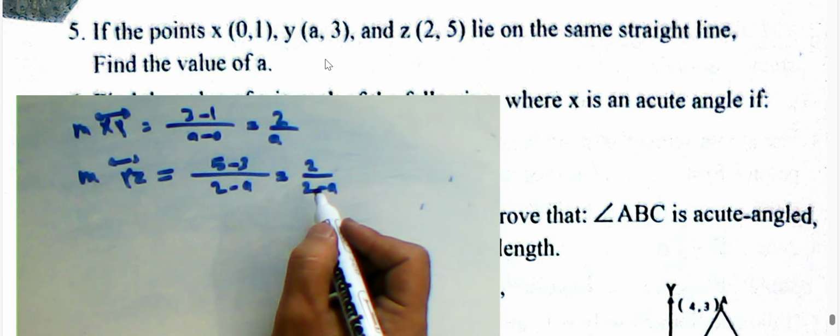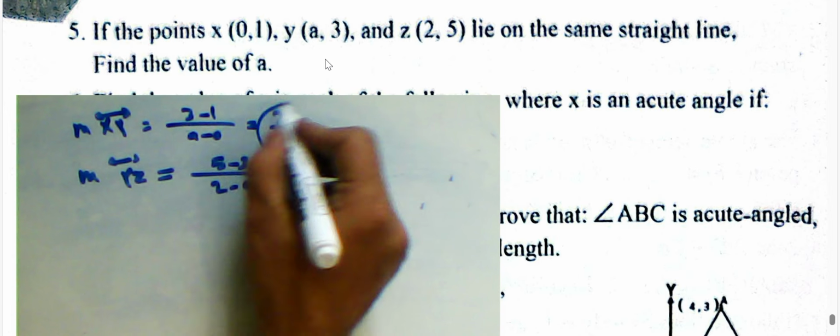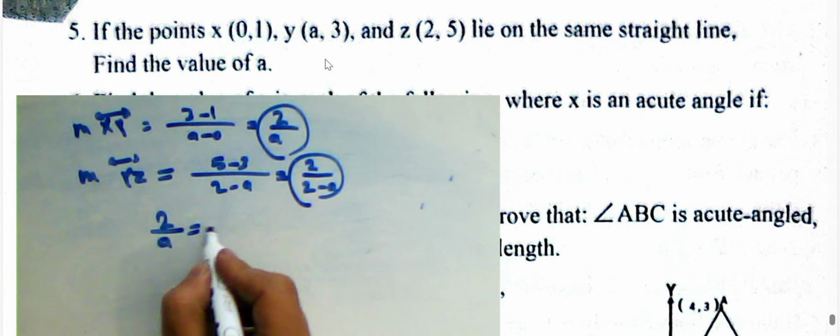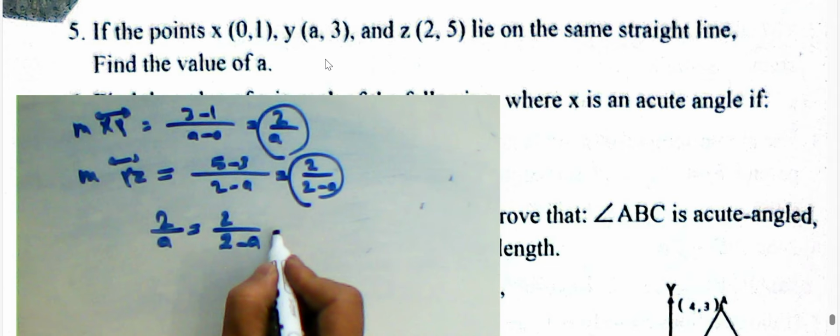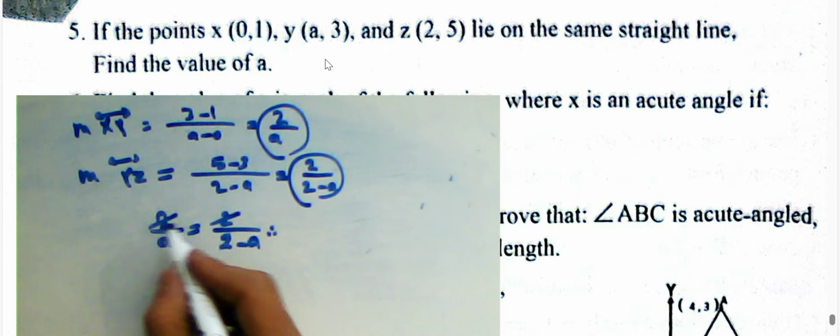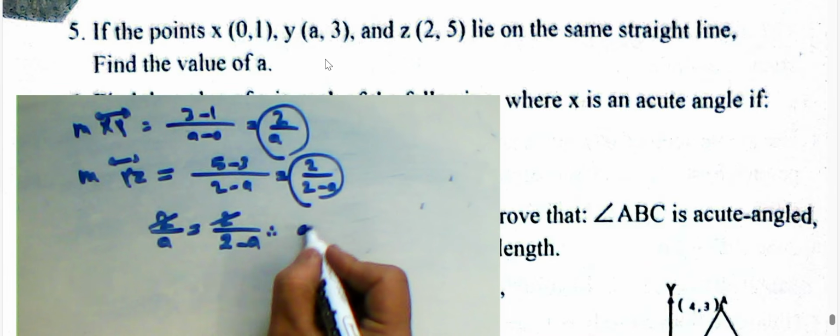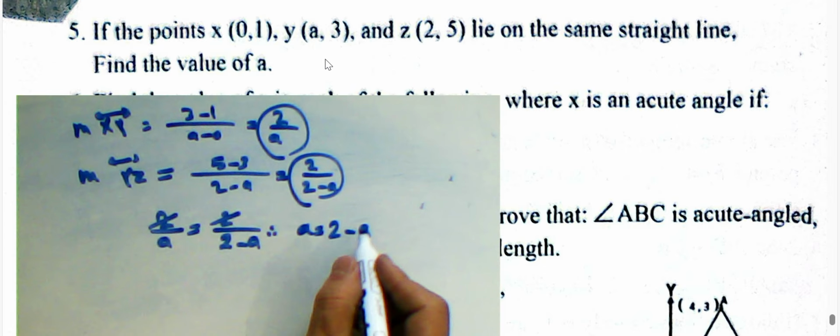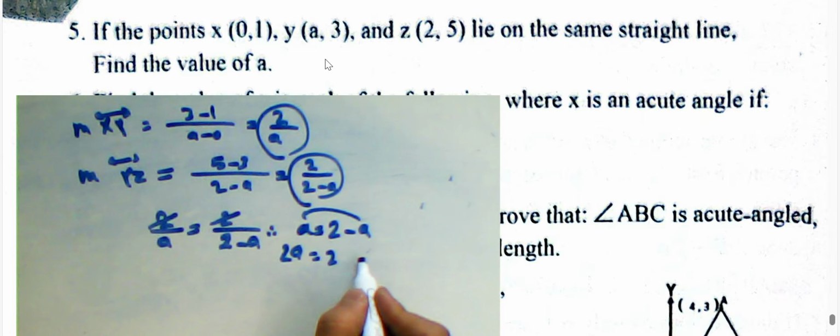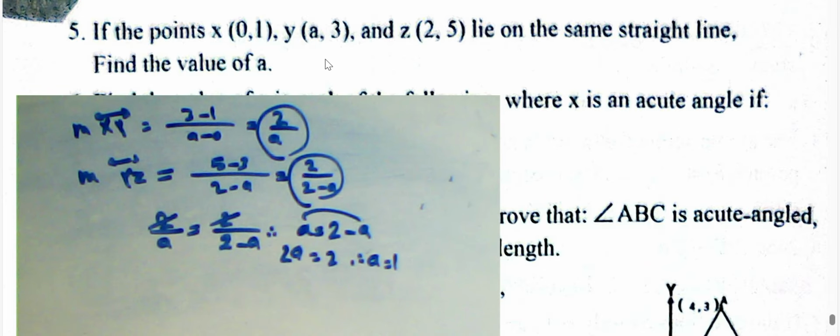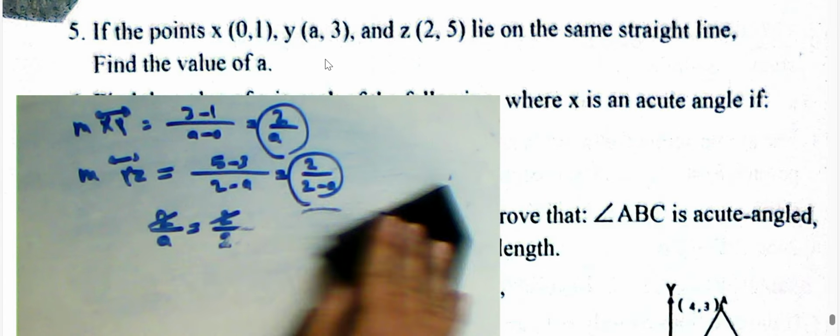Then they are equivalent. You can write slope 1 equal slope 2. Then numerator equals numerator, then the value of a equals 2 minus a. You move a here, a plus a equals 2a equals 2, then the value of a equals 1. The value of a equals 1. Next question.